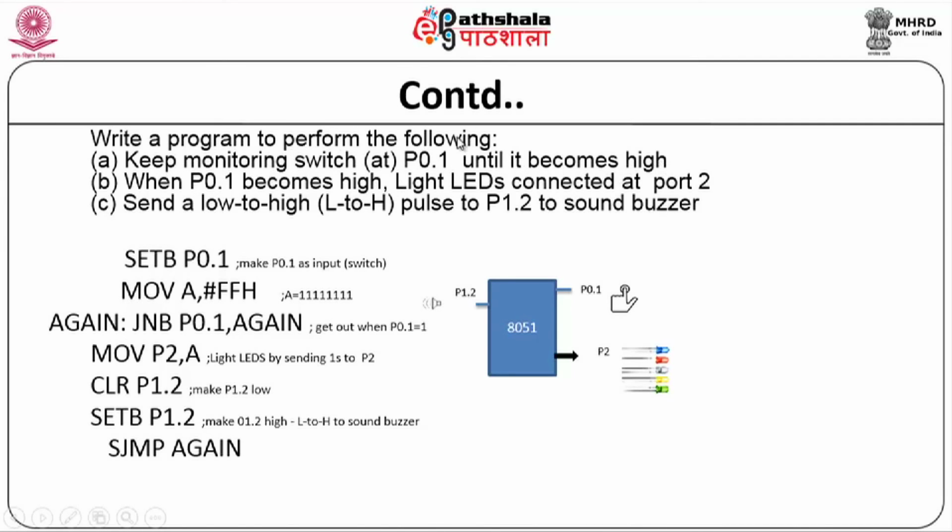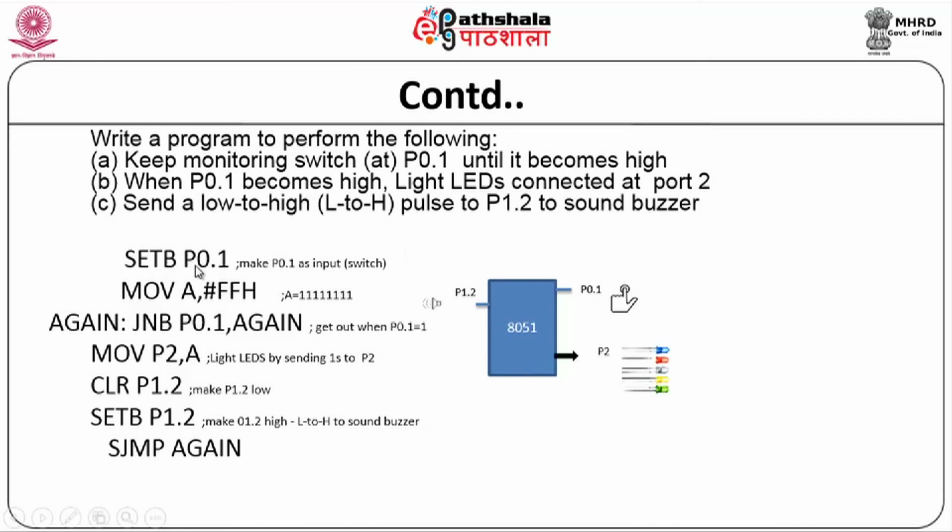I have to make an indefinite loop, a loop till I get a 1 at P 0.1. Then when P 0.1 becomes high, the LEDs connected to port 2 have to light up, and a low to high pulse has to be sent to P 1.2, which in turn sounds a buzzer. This is what I wanted. If I press the switch, the LEDs connected to P2 have to glow, and the buzzer connected to the P 1.2 pin has to give a sound. This is the program segment we wanted to write.